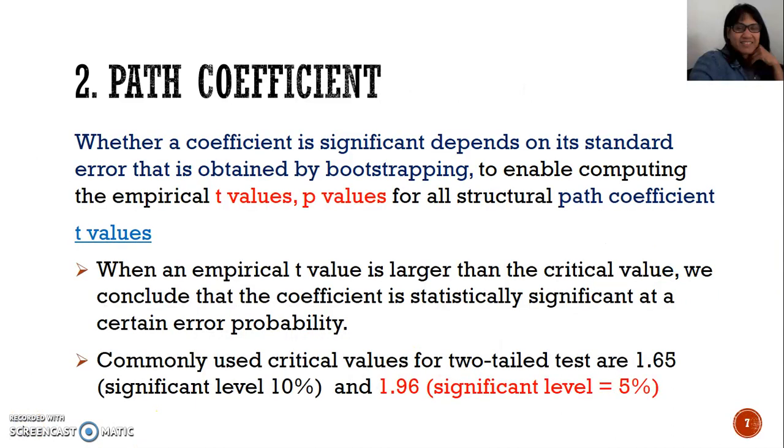Whether a coefficient is significant depends on its standard error, which is obtained by bootstrapping to enable computing the empirical t-values and p-values for all structural path coefficients. When an empirical t-value is larger than the critical value, we conclude that the coefficient is statistically significant at a certain error probability. Commonly used critical values for two-tailed tests are 1.65 with a significance level of 10% and 1.96 with a significance level of 5%.